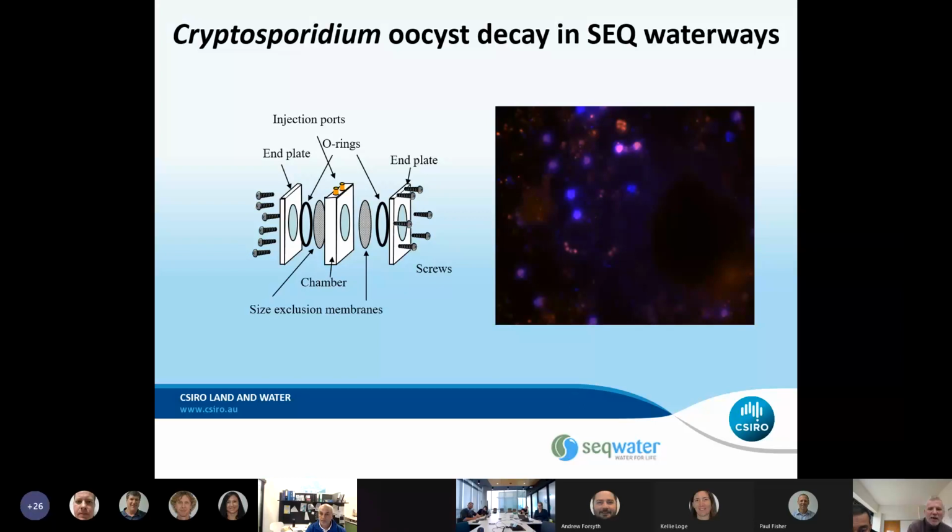And just on the right here, we actually look at the viability by microscopy methods using a vital stain. And so if they stain blue and only blue, then they're viable. If they stain blue and red by the different dyes, they're non-viable. And you can see here, for example, here's a viable Cryptosporidium oocyst, and here's two non-viable Cryptosporidium oocysts. And we can monitor the change over time. So I'll show you what the results are from here.